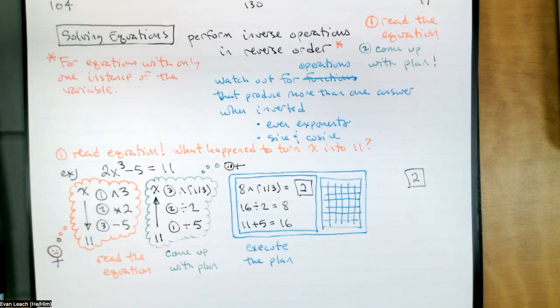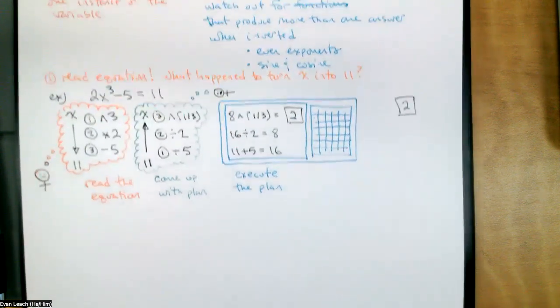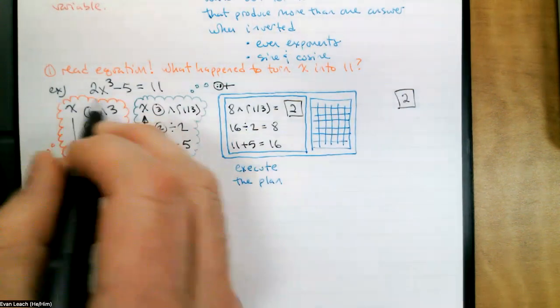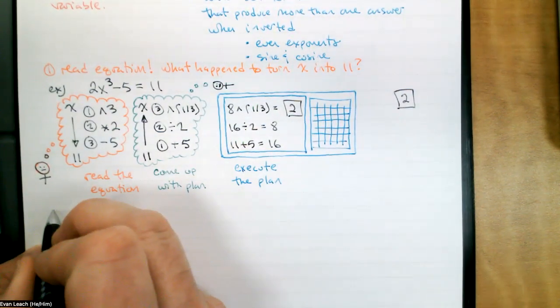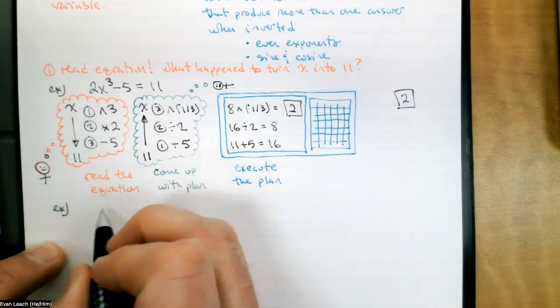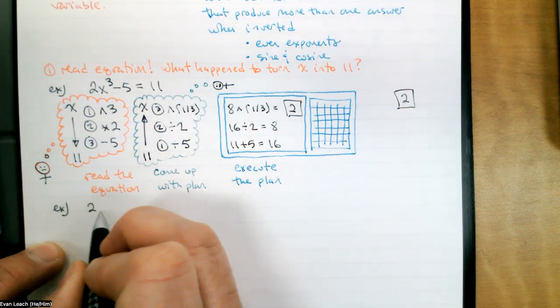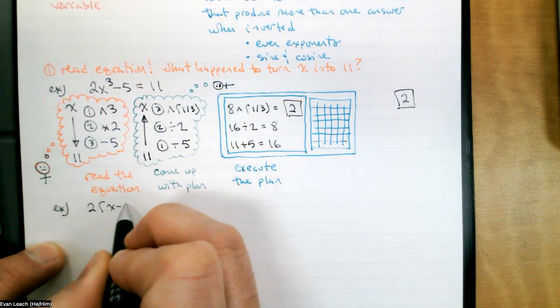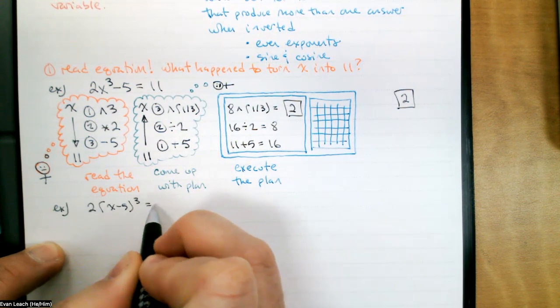But you want to read the equation, come up with a plan, and then execute the plan. I'm going to use these same operations. I'm just going to do them in a different order. Let's suppose we have 2 times (x minus 5) cubed equals 11.